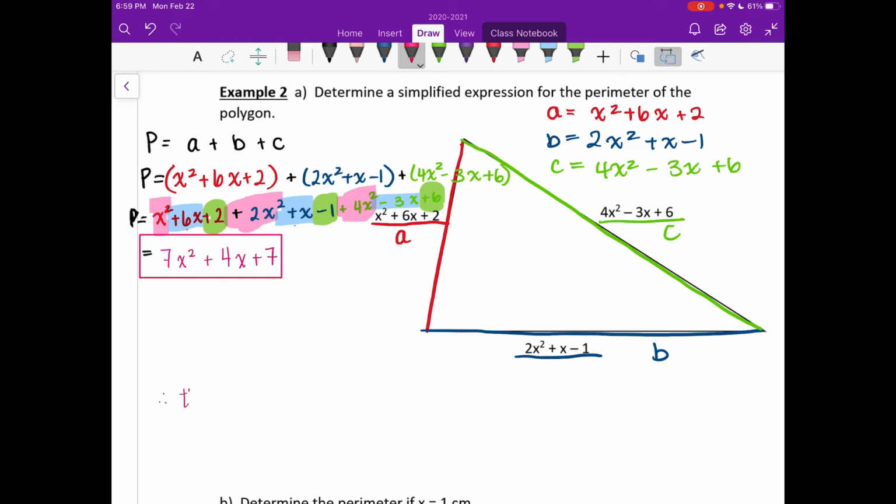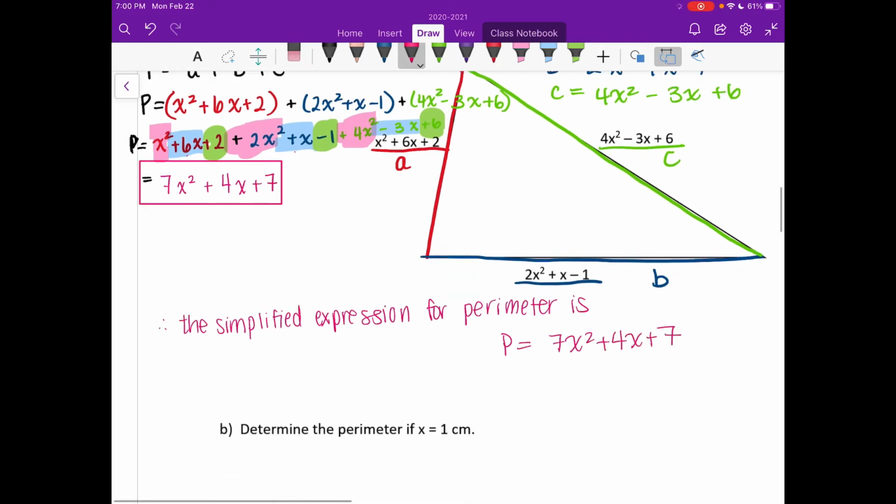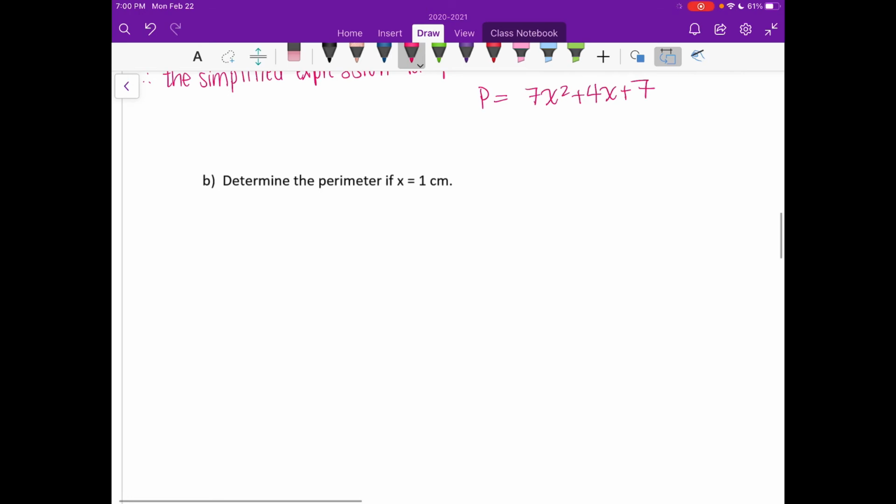Therefore, the simplified expression for perimeter is P is equal to 7x squared plus 4x plus 7. Okay. And then it says determine the perimeter of x is equal to 1. So we're just going to go plug in 1.